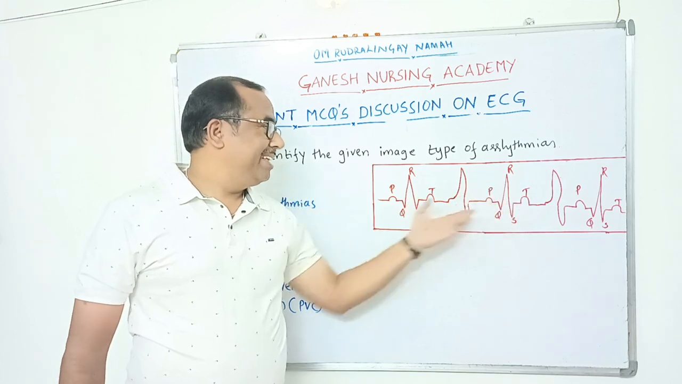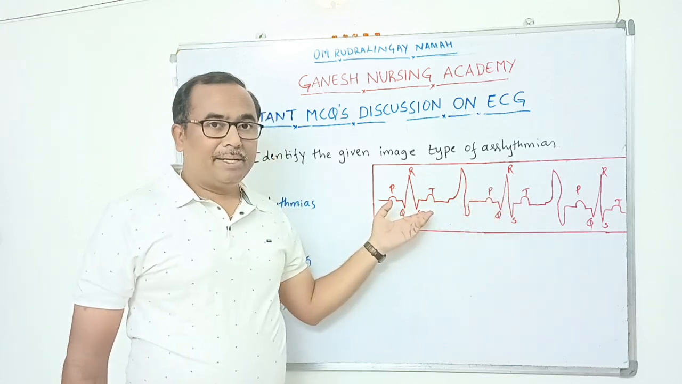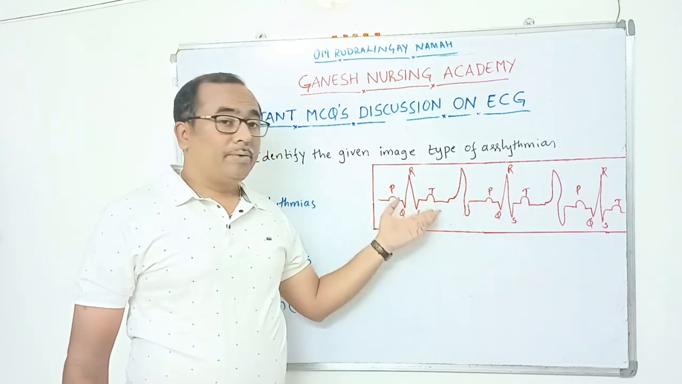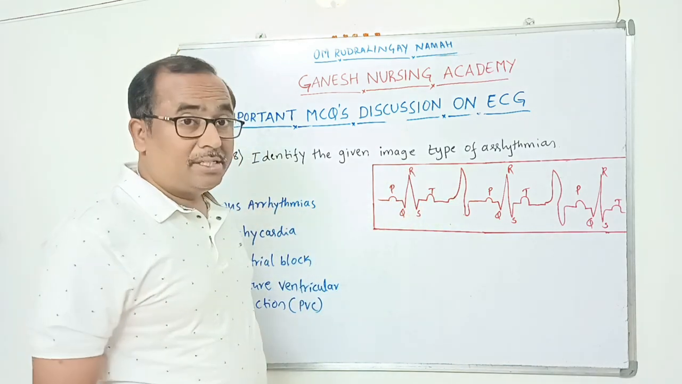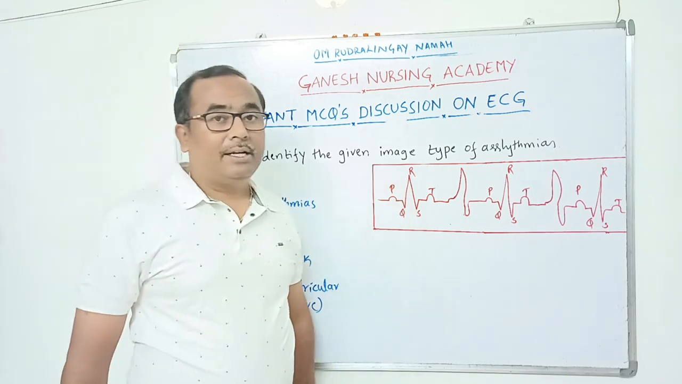Look for anything wrong in this image and what type of rhythm it is. So we have to closely observe, read all the options, and find out the right answer for this one.